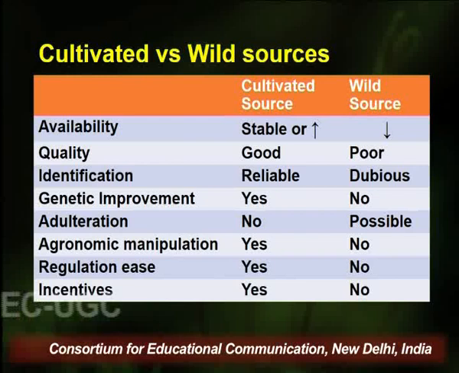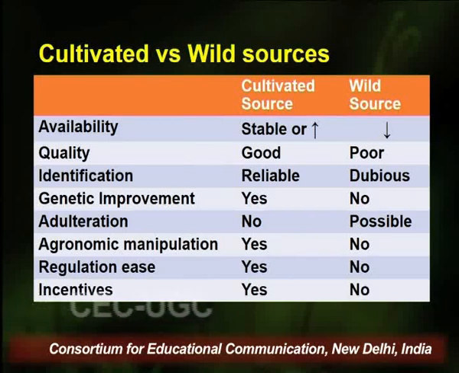Then quality: as we discussed, under cultivation we get good quality, whereas with wild sources, over the period of time their quality decreases because of the genetic depletion of that particular species. Then identification is quite reliable whenever we get the raw material from a cultivated source, whereas with a wild source it is quite dubious, and it depends upon the person who is collecting that particular species, whether that person is qualified enough to give the proper identification of the plant or not. So the identity of the plant obtained from wild sources is always dubious.